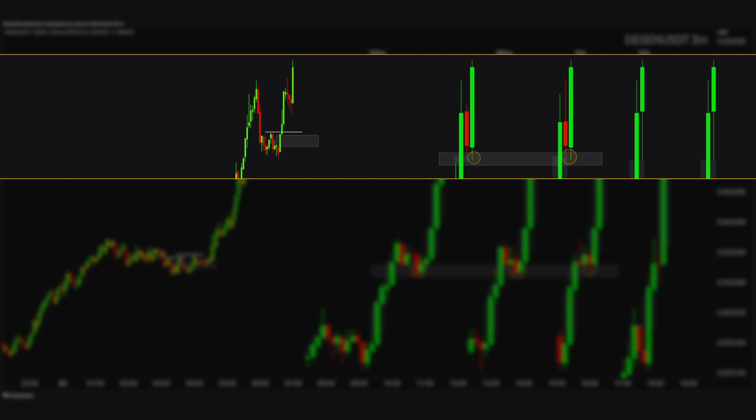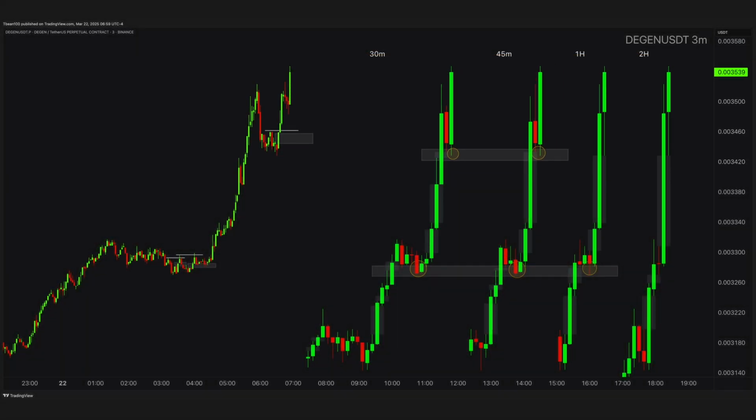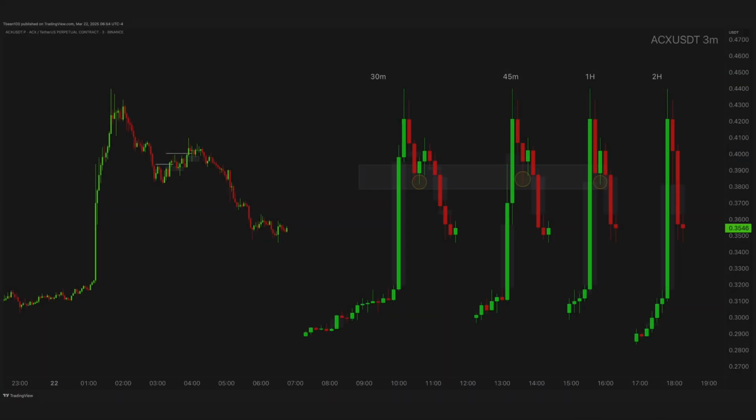One more time, our strategy works great, but if you notice, it is not flawless. Sometimes it is hard to catch these trades. Let's move to another example. A mixed bag of wins and losses, a coin called ACX.